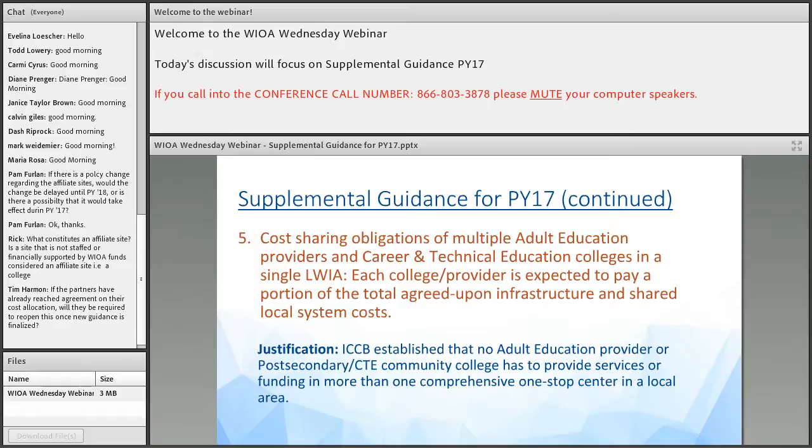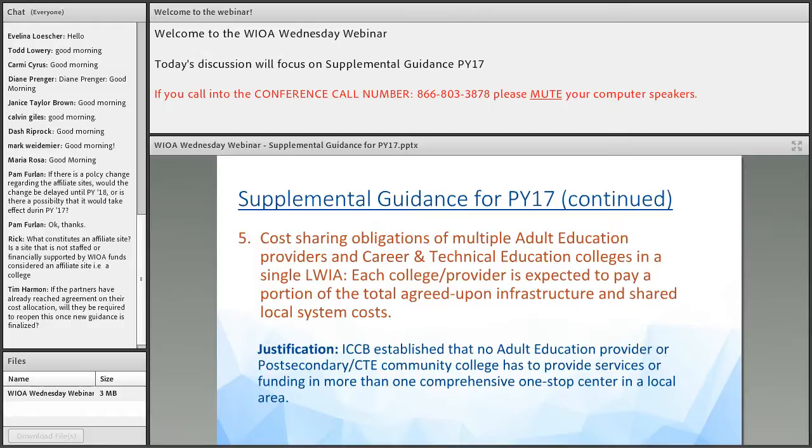Okay, the next item of guidance is the cost sharing related specific to adult education providers and career and technical education colleges. One of the TEGLs says that if there are multiple partners in one LWIA, then they all have to contribute to the infrastructure costs of the comprehensive one-stop center. And what ICCB is saying is that it established that no adult education provider or post-secondary CTE community colleges, when they're located in the same area, has to provide services or funding in more than one comprehensive one-stop center.